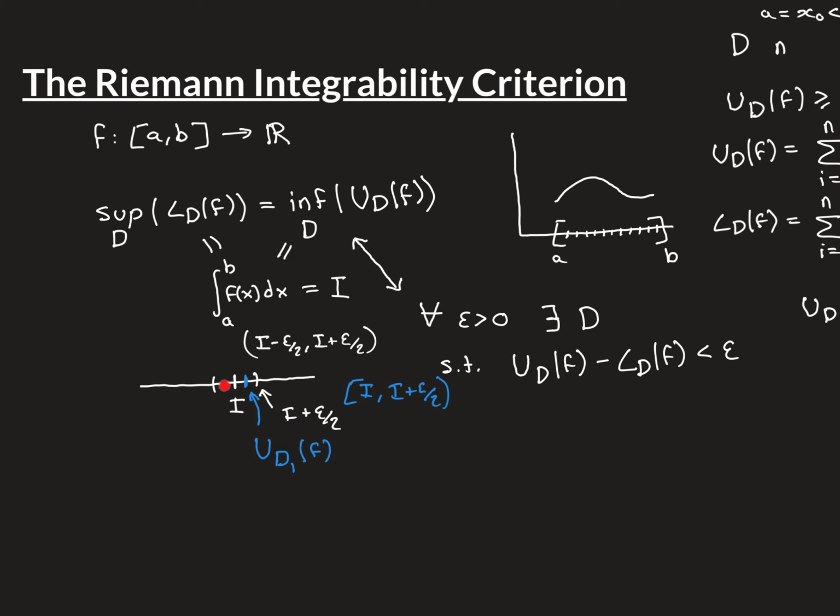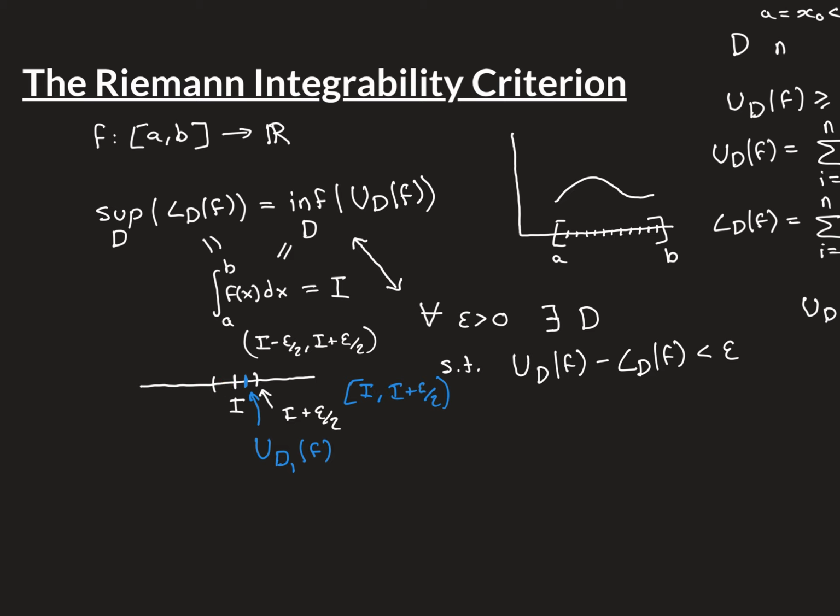Now we're going to use the exact same argument for lower Riemann sums over here, and then you'll see how we'll know that the difference between this upper Riemann sum and this lower Riemann sum is going to be less than epsilon. So again, because I is the least upper bound for the set of all lower Riemann sums, that means that anything that is smaller than it is not an upper bound. In particular, I minus epsilon over 2 is not an upper bound. So there is a lower Riemann sum that is strictly greater than it.